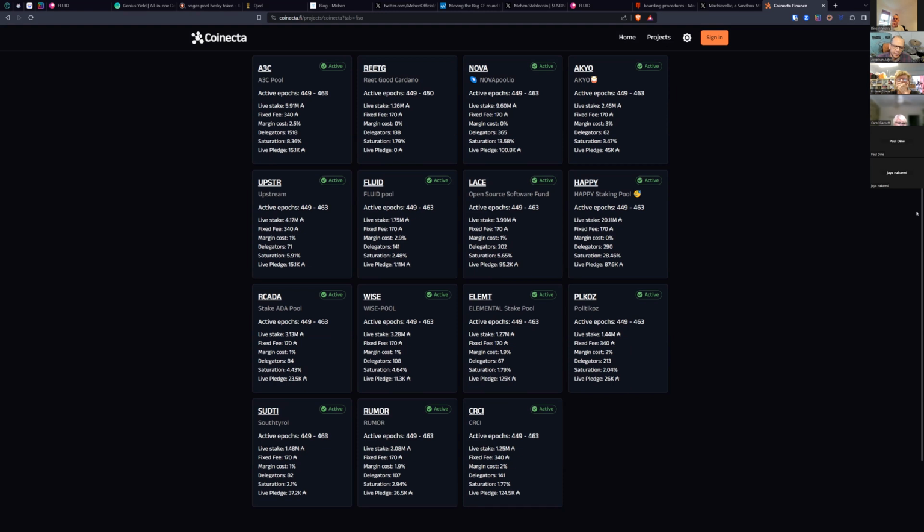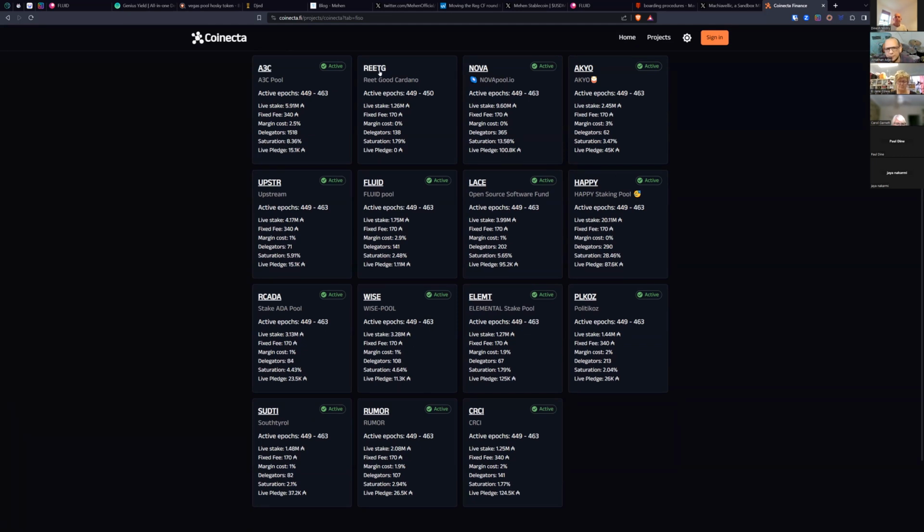As you'll be earning ADA from just staking to the pool, about 3.5% APR, you can then also pick up some CNCT tokens, which is a benefit for Fluid Pool because we get to attract more delegators. It's also a benefit for existing delegators because they now have a new token they can earn. And a project like Coinector in this case gains more attention, because all these stake pools, A3C, REIT-G, Nova, AKU, all start to shine a light back on the project itself.